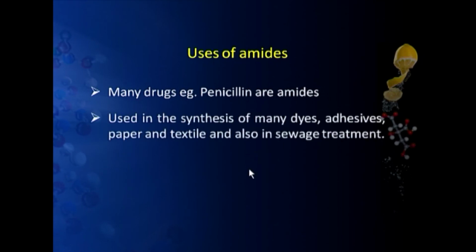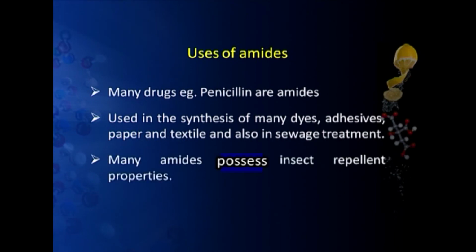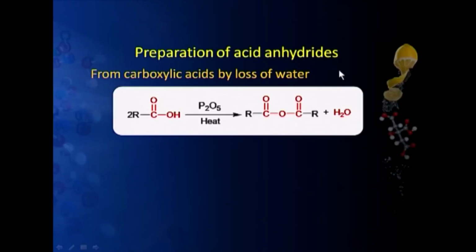Amides are also used in the synthesis of many dyes, adhesives, paper and textile, and they are also used in sewage treatment. Many amides possess insect repellent properties also. So, this is about amides. Next we move on to acid anhydrides. Acid anhydrides are obtained from carboxylic acids by the loss of water.